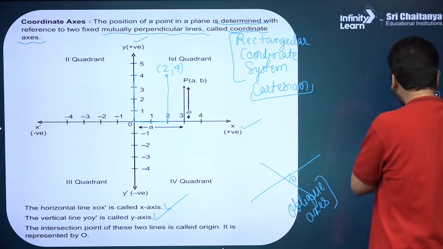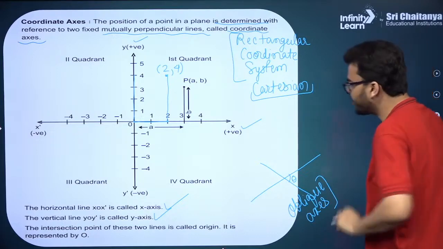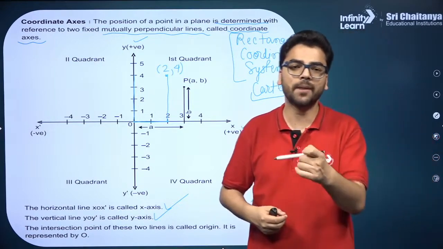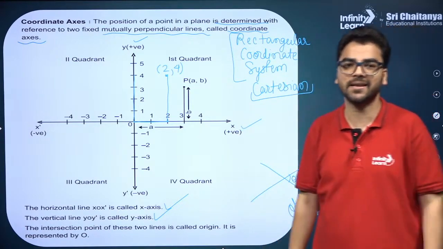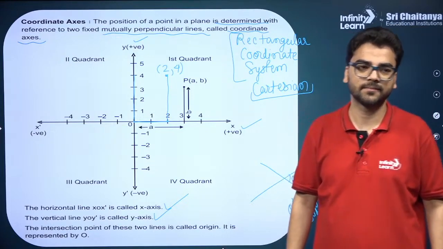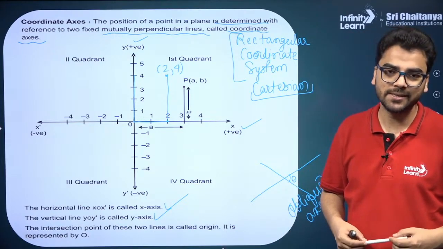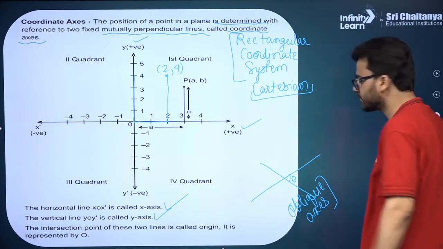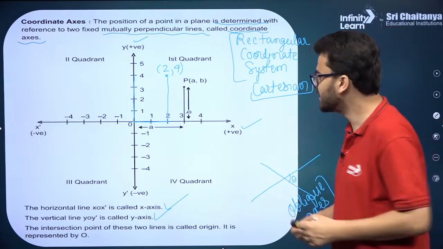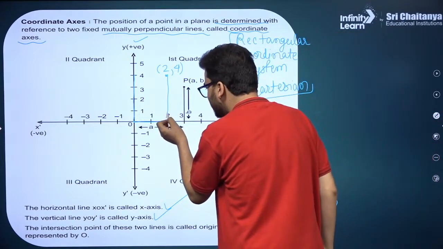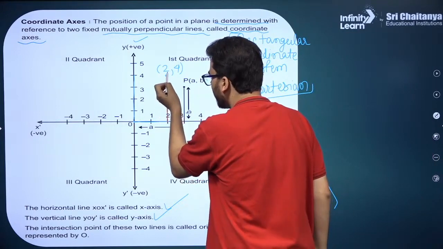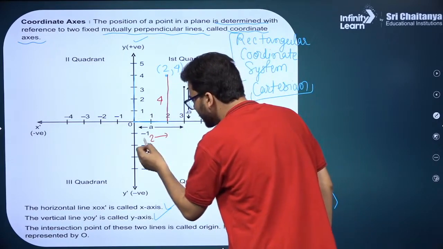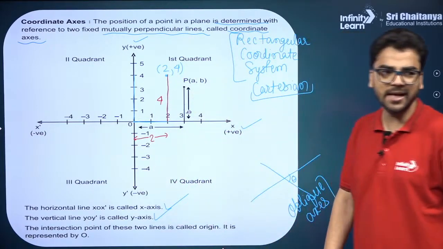But one thing you have to understand over here. Can you tell me what is the perpendicular distance of this point from the x-axis? Tell me, guys. Exactly. See, this is basically the perpendicular distance from the x-axis, right? So perpendicular distance from the x-axis is 4 units, and the perpendicular distance from the y-axis is 2 units. Correct? It's as simple as that.